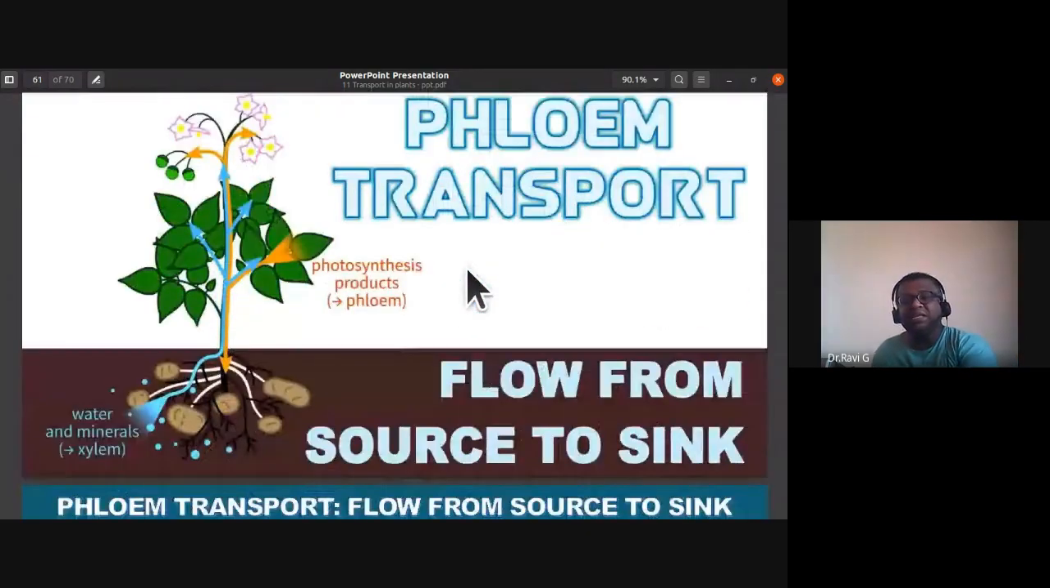So the next that we discussed was phloem transport, which is flow from the source region to the sink region. You know that the leaves are the source region where food is synthesized in the form of glucose. So glucose will be transported through the phloem in the form of sucrose, that you should also be aware of. The photosynthesis products, this is the source region. Sink region is where they are utilized. Source region is the region of synthesis. Sink region is the region of utilization.